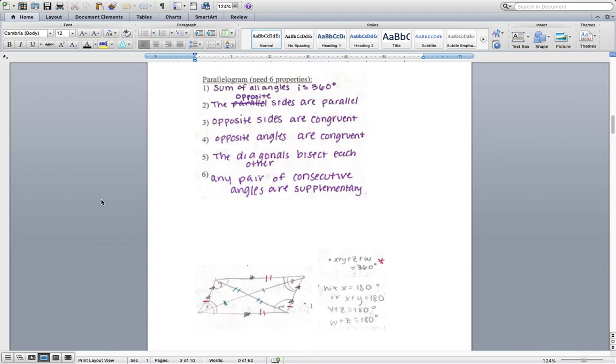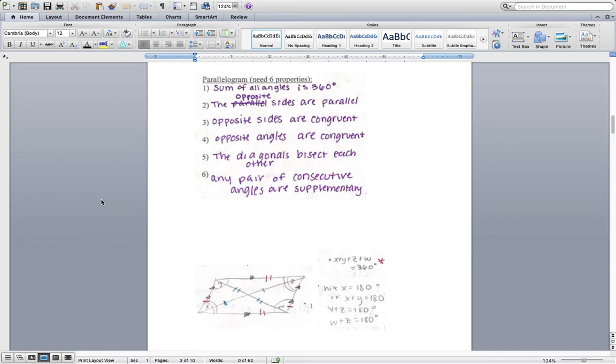So this is the drawing for the parallelogram. You can see how opposite sides are parallel to each other. The top and the bottom have 1 arrow, which means those 2 are parallel. And then the sides have 2 arrows, which means those 2 are parallel to each other, but not parallel to the first lines. Okay, and then you can also see that opposite angles are congruent. So you see how Y and W are congruent, so they get 1 arc, and then X and Z are congruent, so they get 2 arcs.